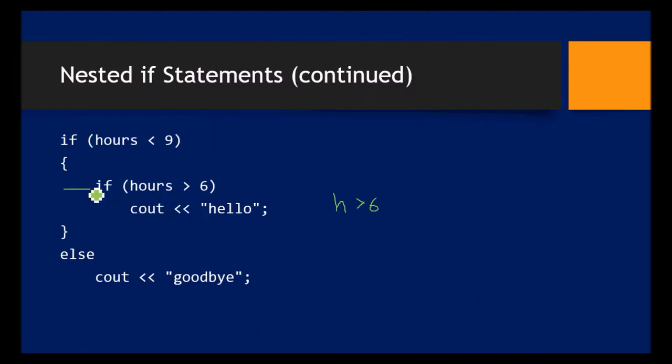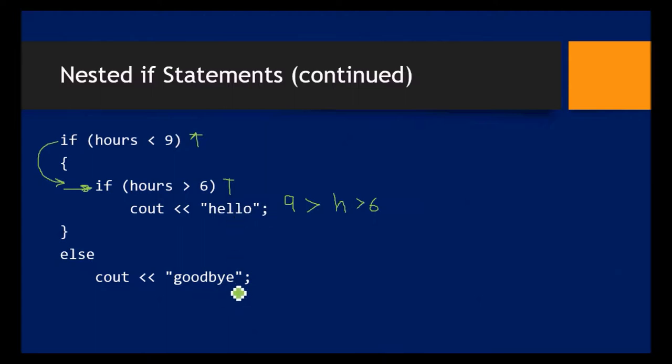But how did we get to this line? We only get to this if statement if this outer if statement is true. If this is true, then we'll enter it and run the code down here. So this must be true in order to get to the hours greater than 6 test. So hours must be less than 9. I'll write 9, and hours has to be less than 9. This one has to be true, and then hours has to be greater than 6. This one has to be true. When both of those are true, this is the condition that causes the word hello to be displayed.